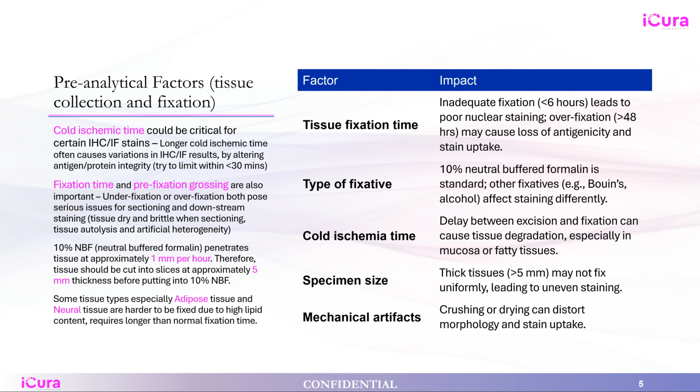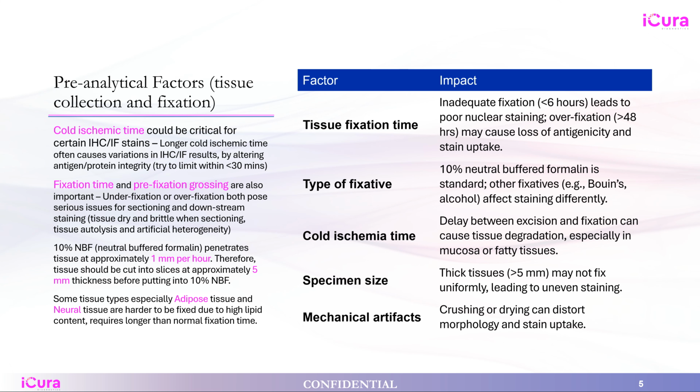The next one is so-called prefixation grossing and fixation time. Prefixation grossing essentially means that if you have a larger chunk of tissue, where in every dimension the size is more than 10 or 20 millimeters, you might consider doing some further sectioning or slicing before you put it into fixative. The reason being that fixative, in this case normally 10% neutral buffered formalin, penetrates tissue at a speed of approximately 1 millimeter per hour.